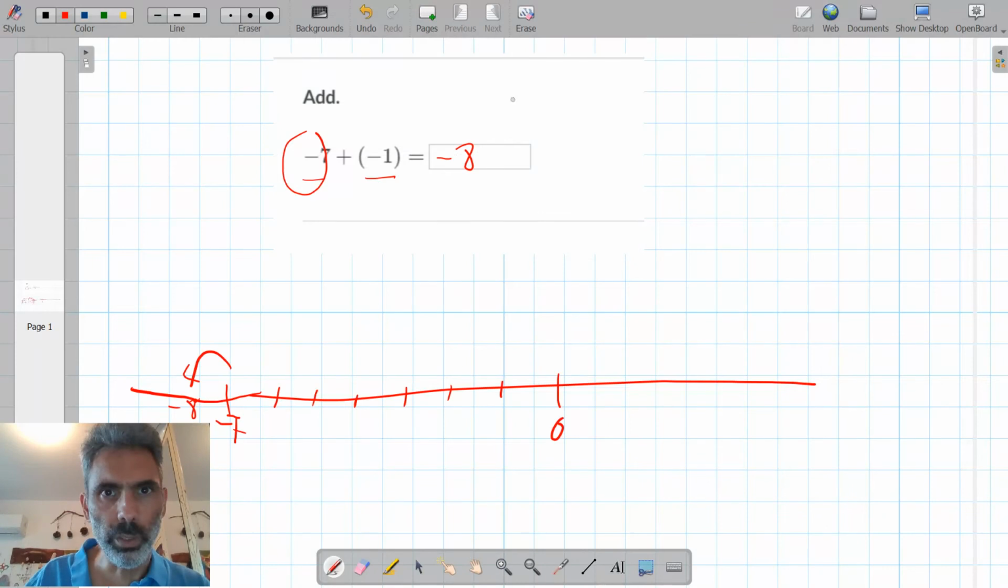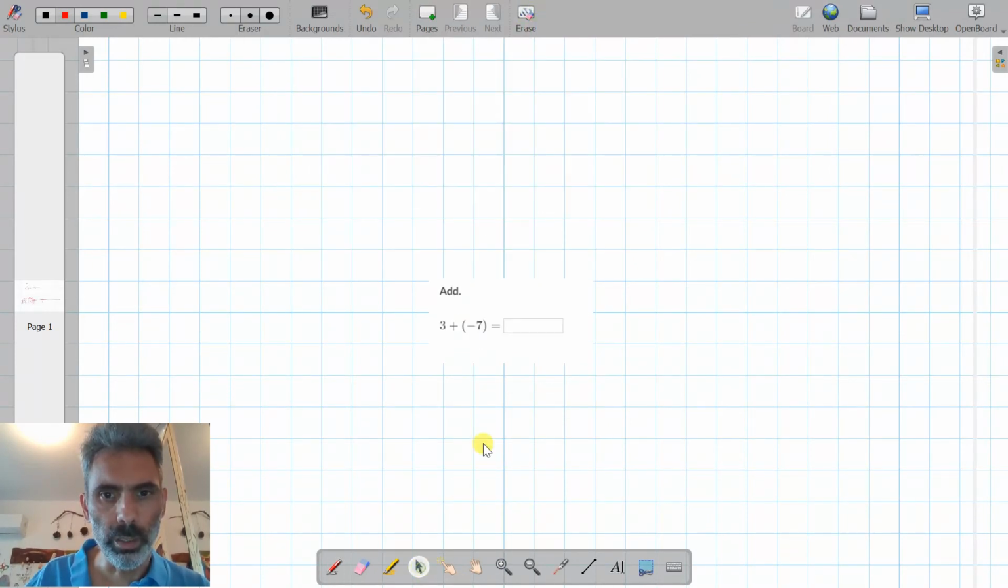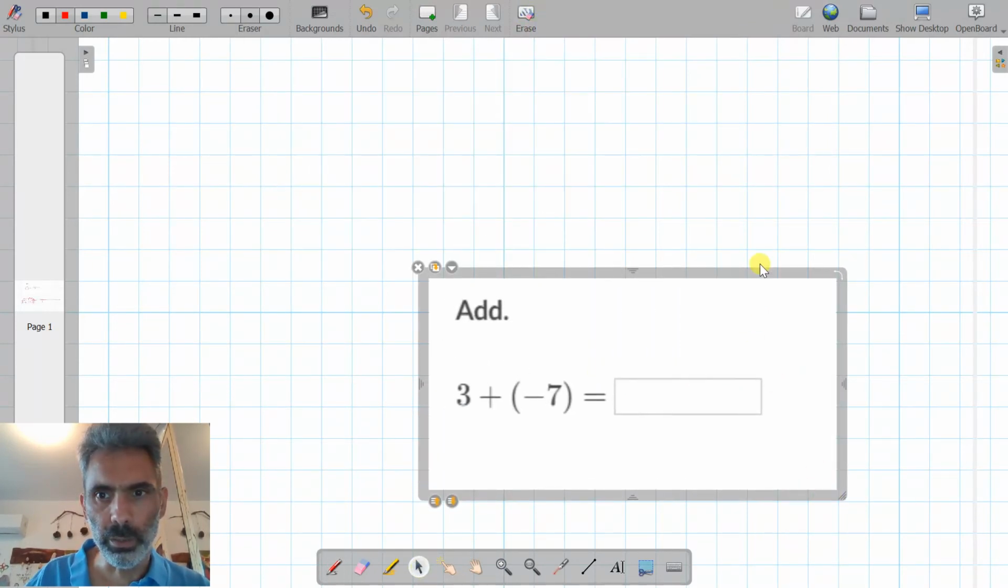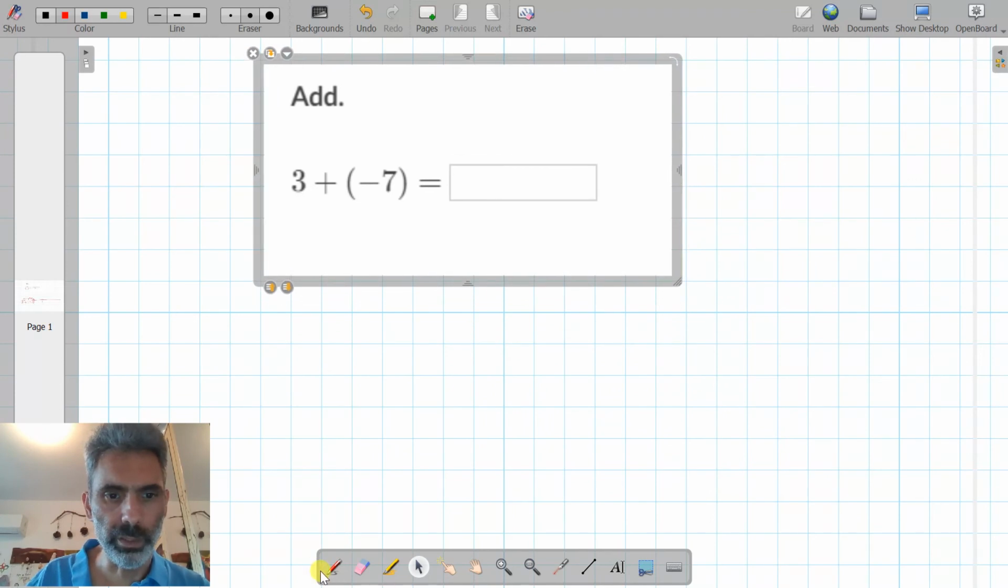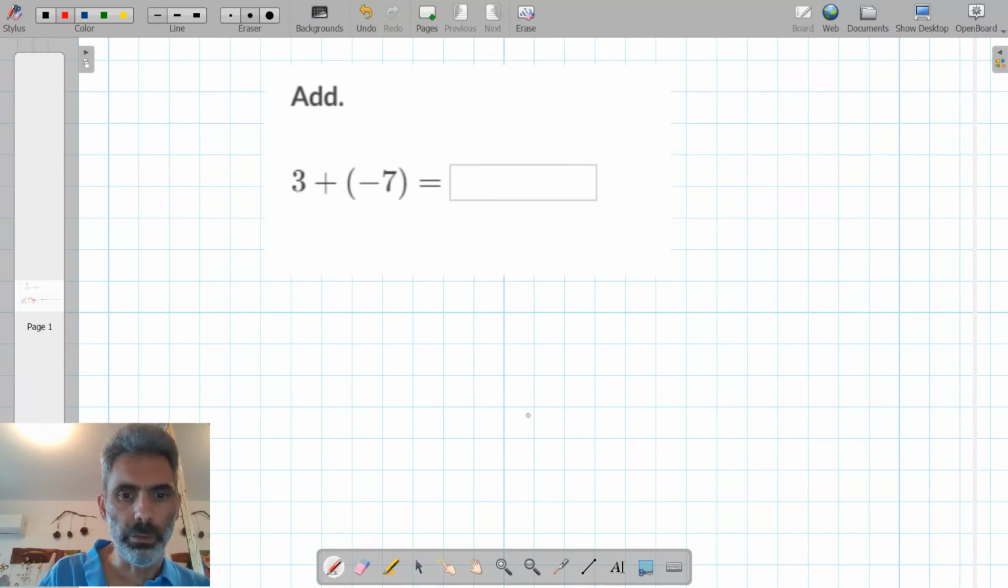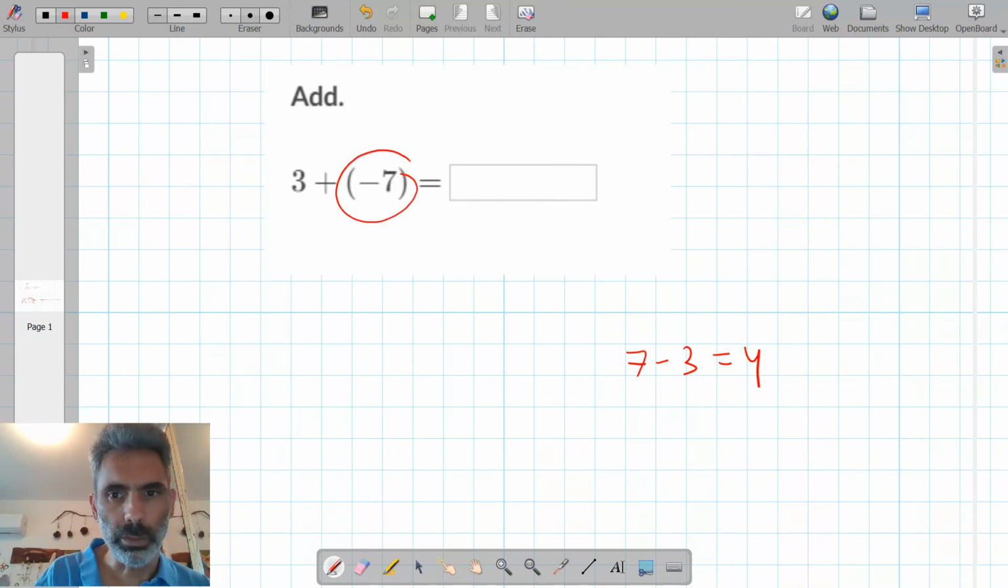So here we have two numbers with opposite signs because the 3 is positive, 7 is negative. So to make it short, we find the difference between these two numbers. So 7 minus 3, the difference is 4. And since the 7 is the greater of the two numbers, the result will have the sign of the greater of the two numbers. So it means that the result will be -4.